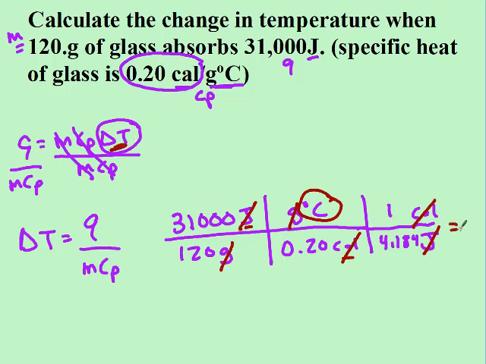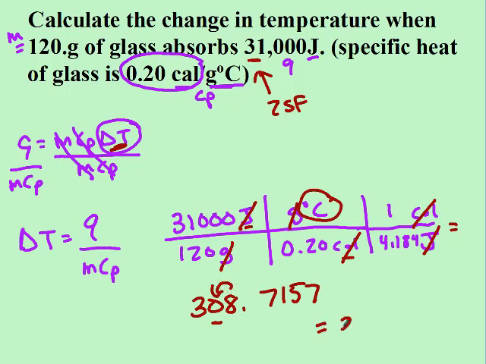When plugging it in, remember that you should be doing 31,000 divided by 120 divided by 0.2 divided by 4.184. So I get this in the calculator, but this has 2 sig figs, so again I'm going to go with 2 sig figs. This time my second sig fig is a 0, but that 8 is going to round it up, giving me 310 degrees Celsius.